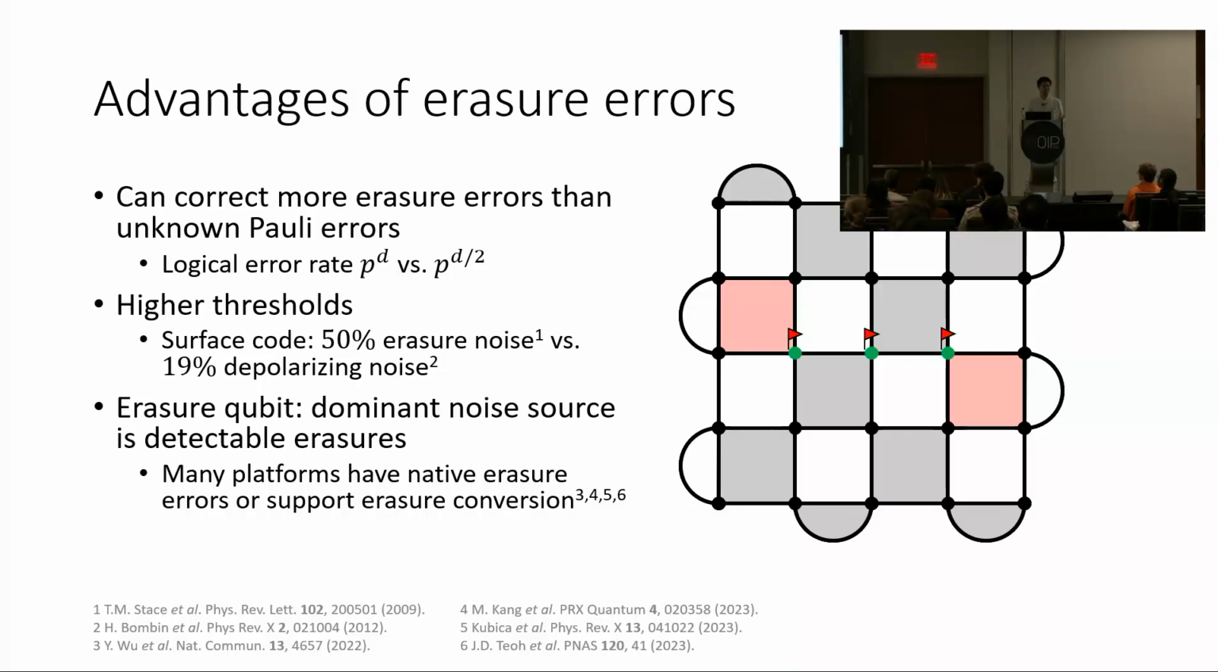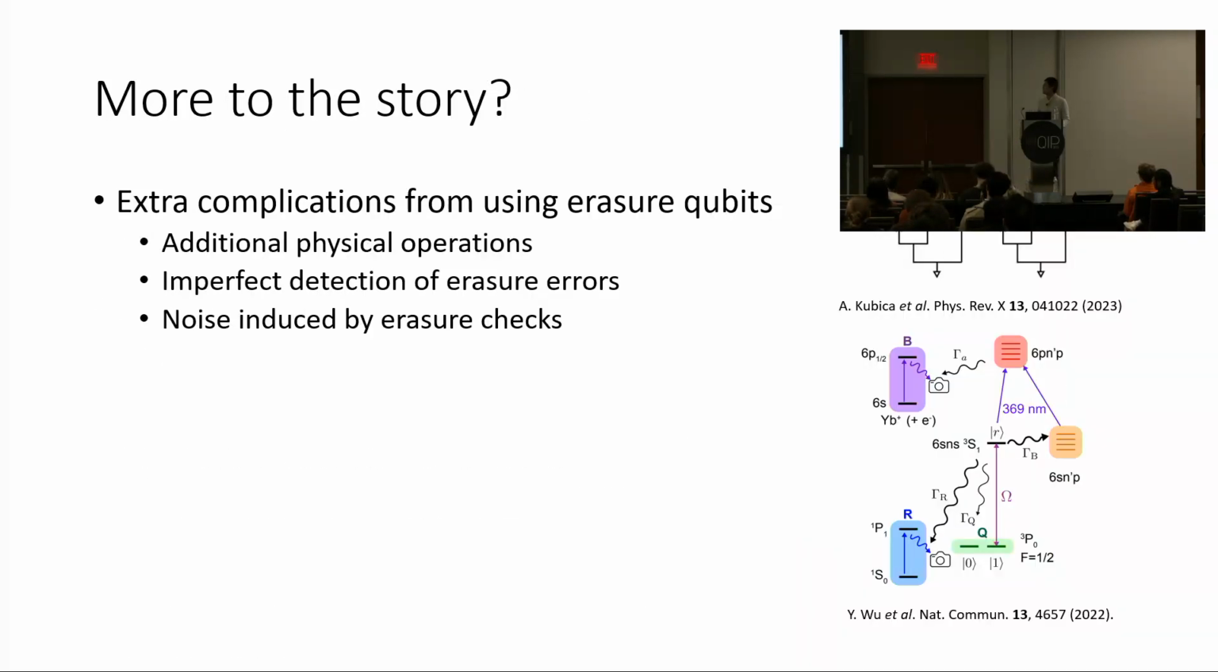OK, now I've convinced you to use erasure qubits, so that's the end of my talk. Just kidding. As you can imagine, there are some extra complications involved. First, when we talk about erasure qubits, we need additional physical operations. The experimentalists need some way of implementing these erasure checks. Furthermore, the detection of erasures could be imperfect. We might have some false positive or false negative erasure detections. And in the process of performing erasure checks, this could cause more noise in the system. These are all things that would degrade the performance of erasure qubits.